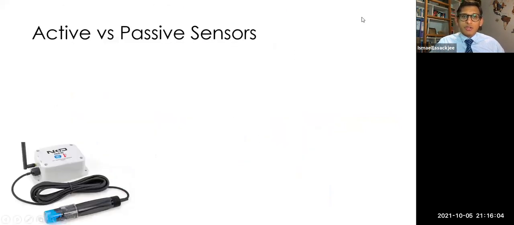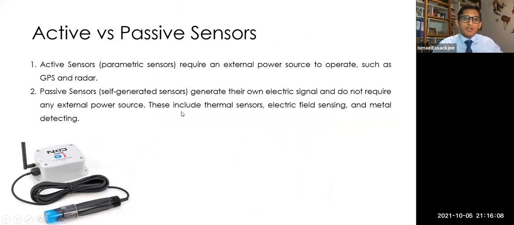Next, in terms of sensors, we have active versus passive sensors. Active sensors are parametric sensors that require an external power source to operate, such as GPS or radar. Passive sensors are self-generated sensors. They can operate on their own, generate their own electric signal, and do not require an external power source. These include thermal sensors, electric field sensing, and metal detecting.